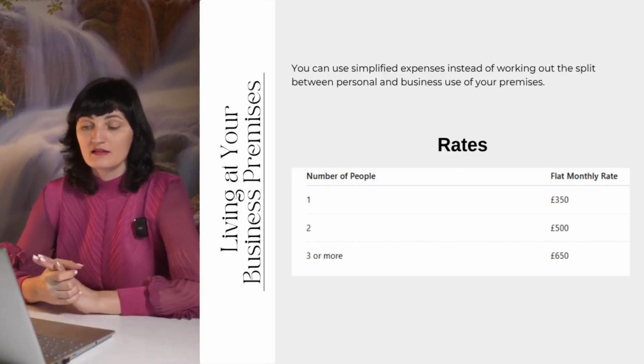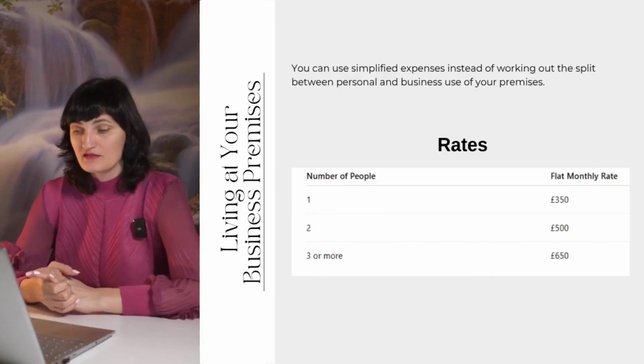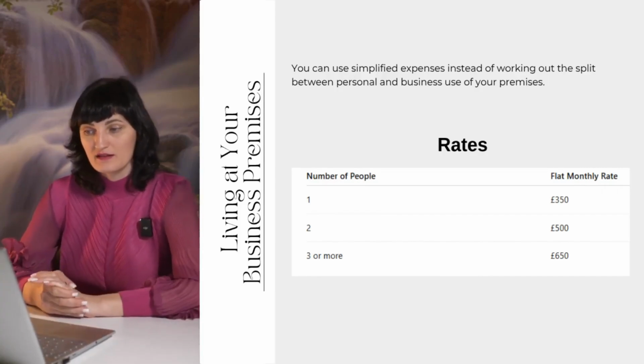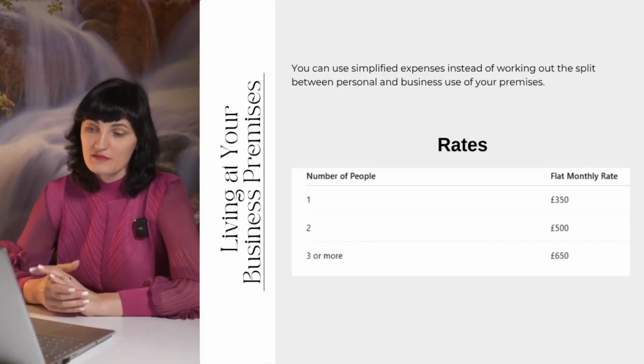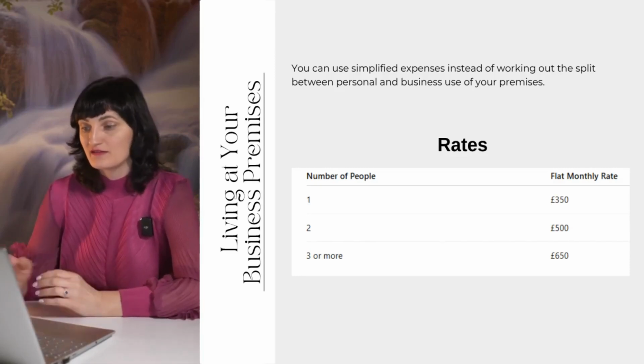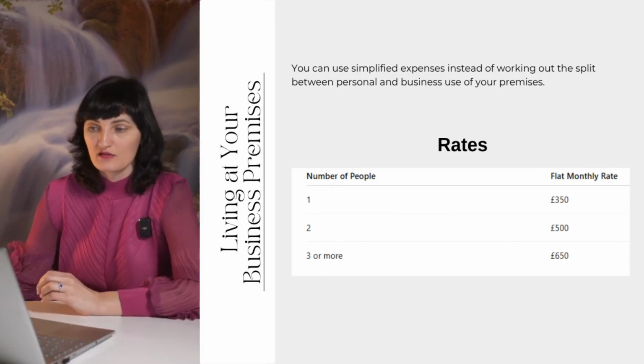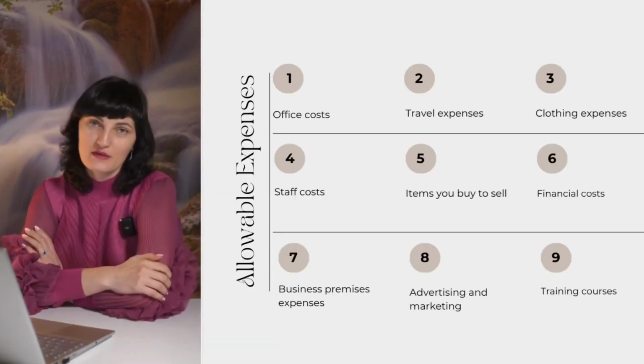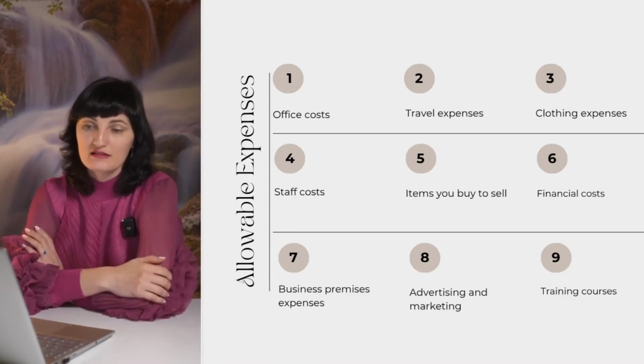If one person lives there, you can deduct £350. If two people live there, then it's £500. And if more than three, then it's £650 per month. Now let's take a look at what other expenses you can claim in your business.